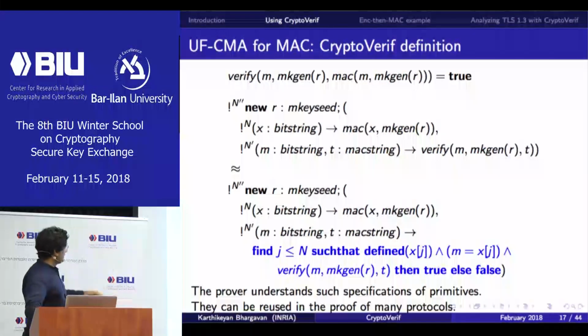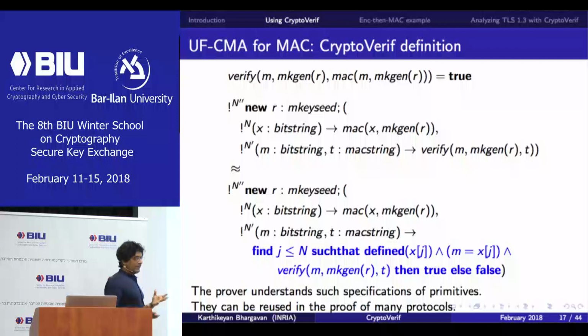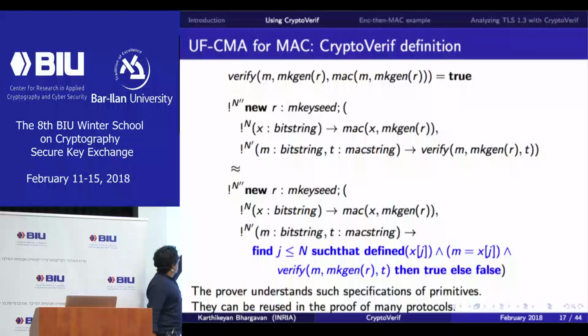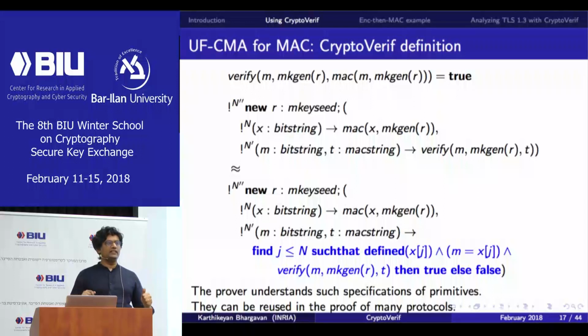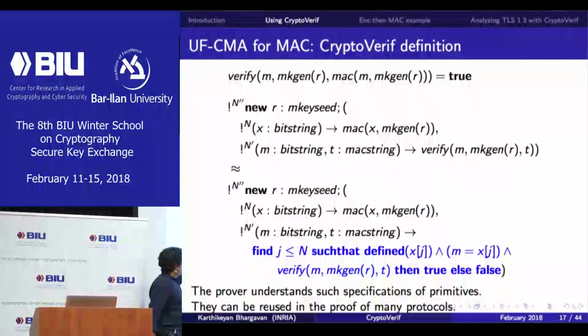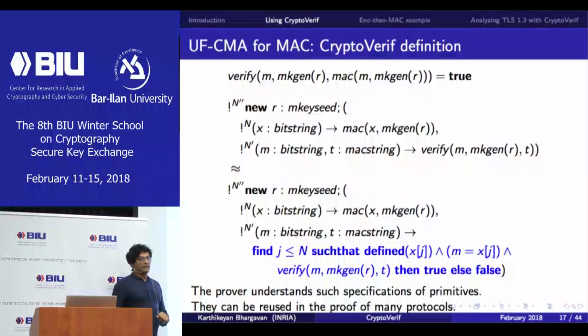So in particular, this is the model of UF-CMA MACs in CryptoVerif. It says that suppose you have a game, and in that game you have n double prime copies of a MAC key seed r. So there are n double prime instances where you have a MACking key. For each of those MACking keys, there are n instances of MAC and n prime instances of verify. Okay, and there is no other place in the entire game where this MACking key is used. The MAC key is used only for MACking and verify, and there are n double prime such keys, each used n times for MAC and n prime times for verify.